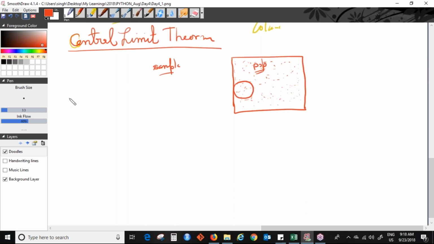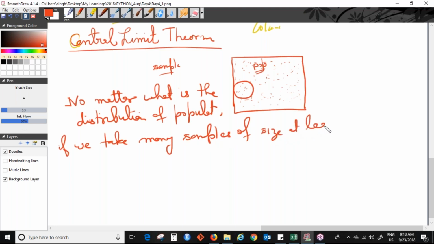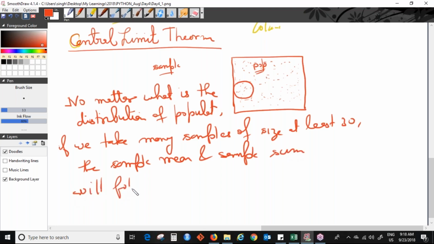The central limit theorem tells us that no matter what the distribution of the population is, if we take many samples of size at least 30, the sample mean and sample sum will follow a normal distribution. Okay, so this is what the central limit theorem tells us.